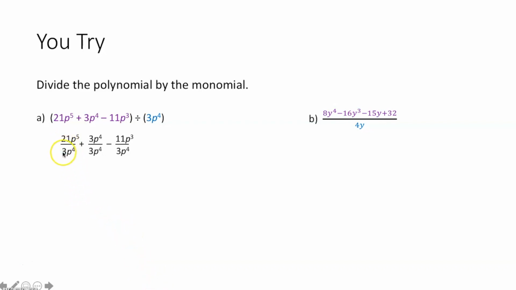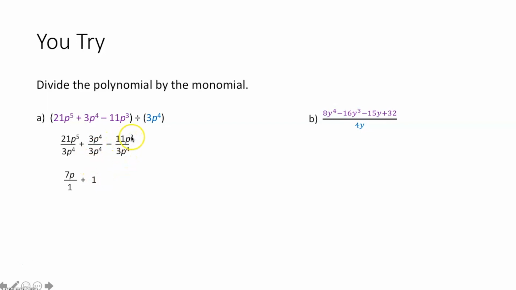So 21 over 3 simplifies to 7 over 1. Here there are 5 p's in the numerator, 4 p's in the denominator. So 4 of those cancel out, leaving just 1 p left in our numerator. Here the 3's cancel out and the p to the 4's cancel out. So if everything cancels out, it's just going to be plus 1.